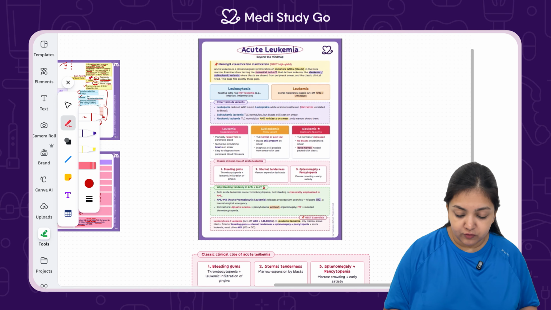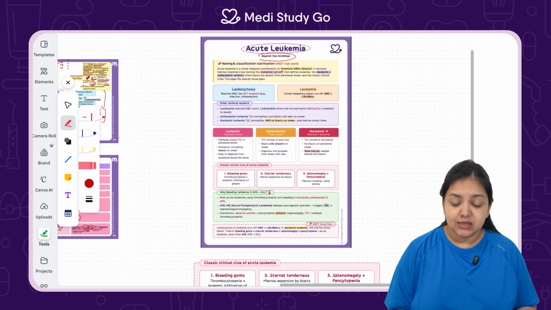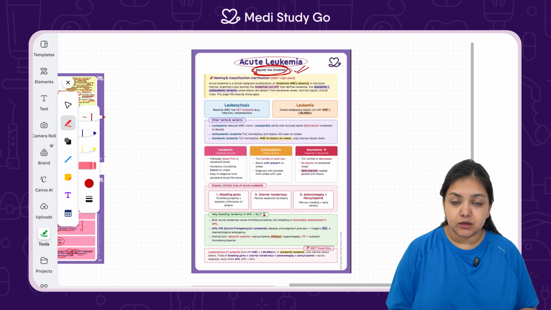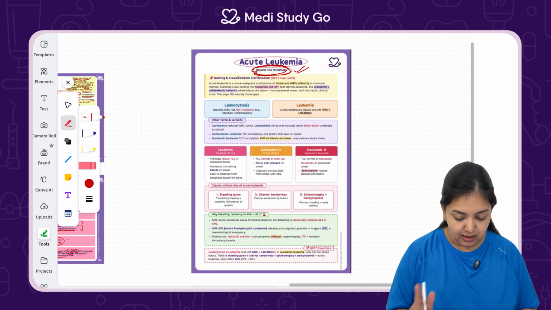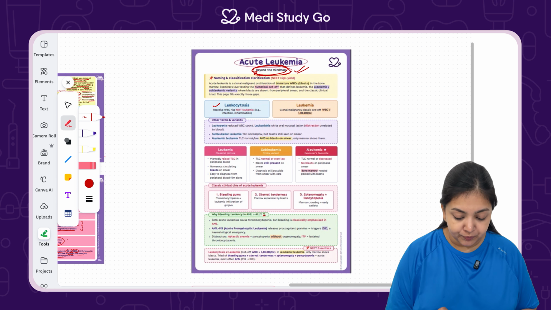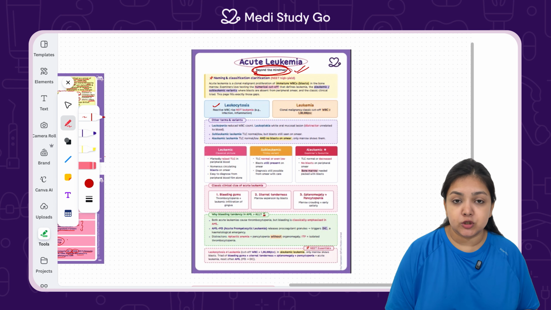For example, over here I have this. So these are the notes named Beyond the Mind Maps, and they contain pointers which are very important for the NEET exam. For example, what is the difference between leukocytosis and leukemia? What is the difference between the types, which is leukemic, subleukemic, and aleukemic?